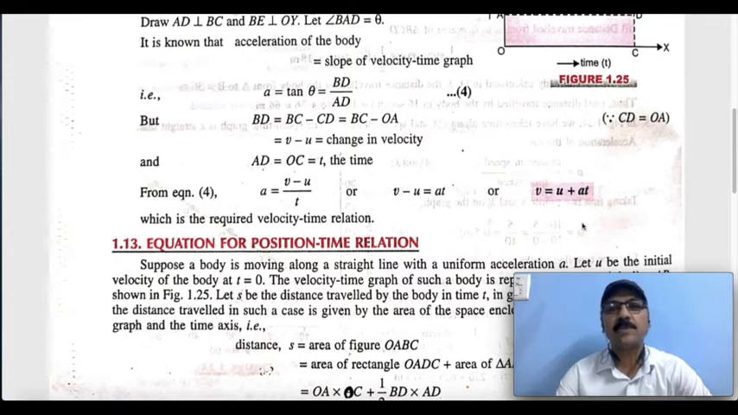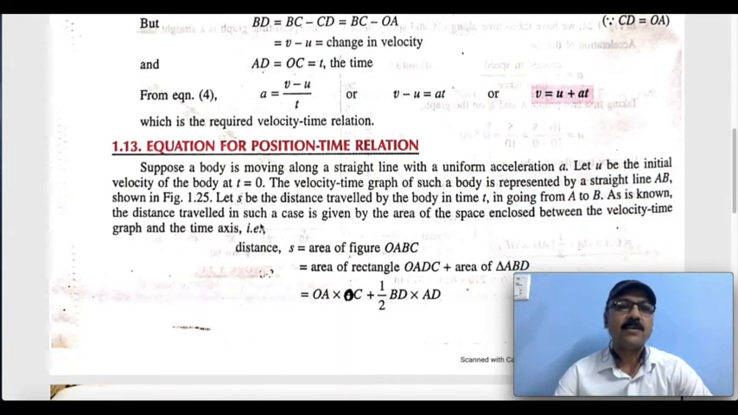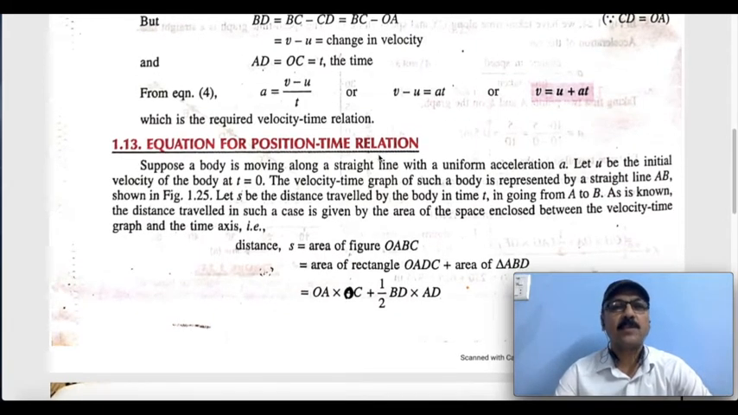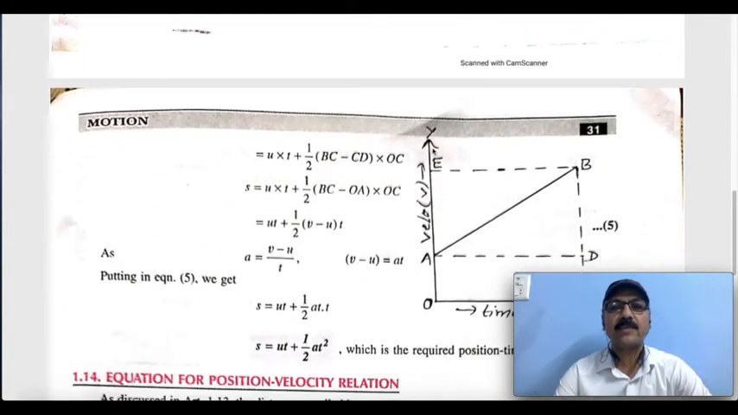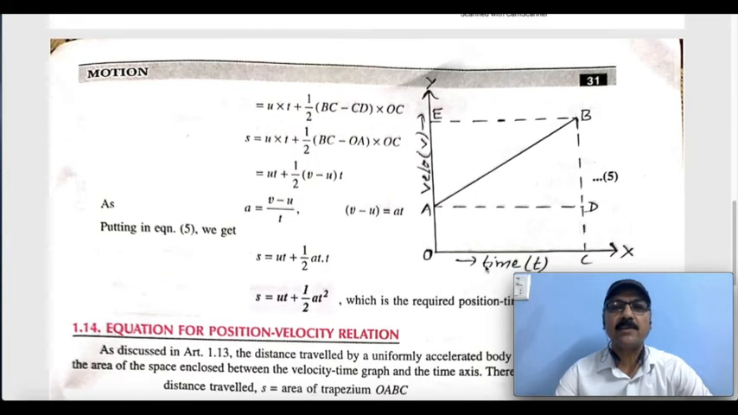This is the first equation of motion, where v is the final velocity, u is the initial velocity, a is the acceleration, and t is the time. Then the second equation of motion is also called the position-time relation. Again, the body is moving with constant acceleration a, and this is the velocity axis, and on the x-axis we have taken the time.